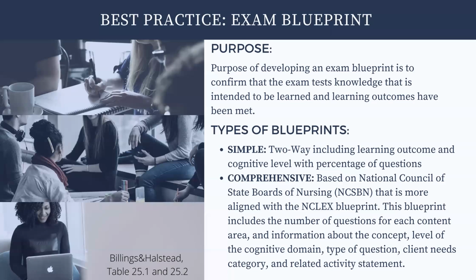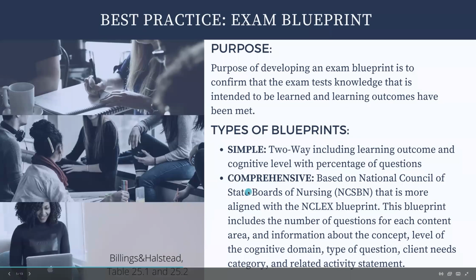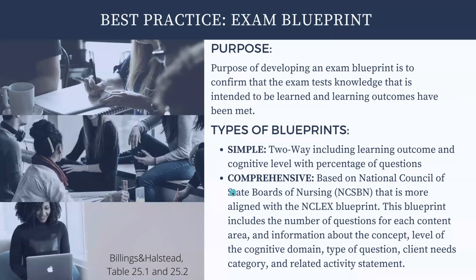The first is to develop that blueprint, which is seen as a way for us to confirm that the exam is going to test the knowledge that we intend for students to have learned. And we have those quantified learning experiences as listed out in our learning outcomes and our learning objectives for that specific course. The types of blueprint, one example is going to be simple. The other one is going to be comprehensive. Billings and Halstead has excellent examples in the textbook. On table 25.1 is where you're going to find the simple example, and table 25.2 has listed out some elements of the comprehensive example.